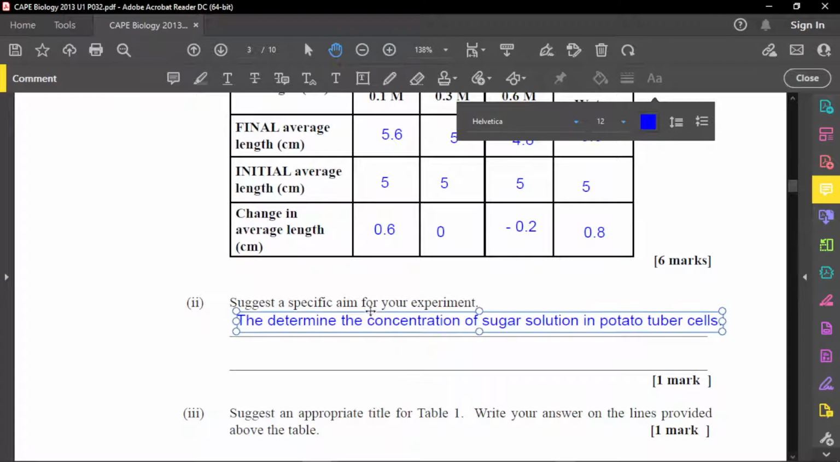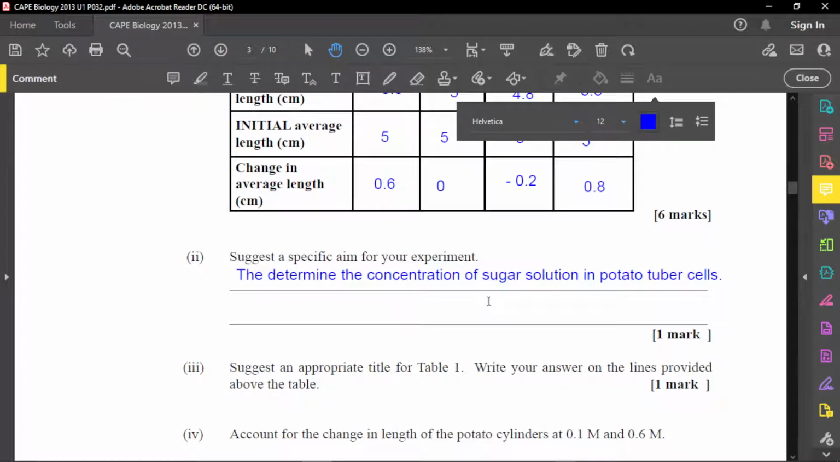All right, so it says suggest a specific aim for your experiment, and for me, what I put here is to determine the concentration of sucrose solution in potato tuber cells, and pretty much that's what they want to do. They actually gave you an aim, but based on the specific aim, what you want to do is to determine. You can say determine the osmolarity of potato tuber, or to determine the concentration of sucrose solution within that potato tuber itself, right? Matter of fact, they will accept any suitable or reasonable aim, so you don't have to be exact to what I have, but anything that is reasonable and making sense, they will accept it.